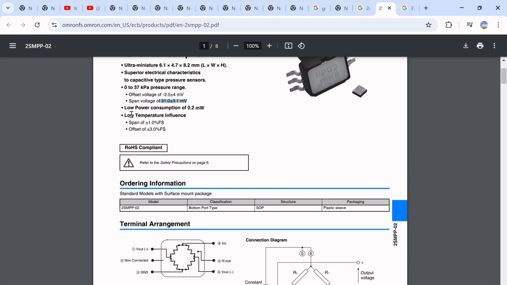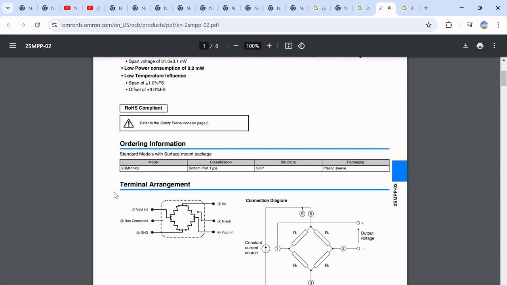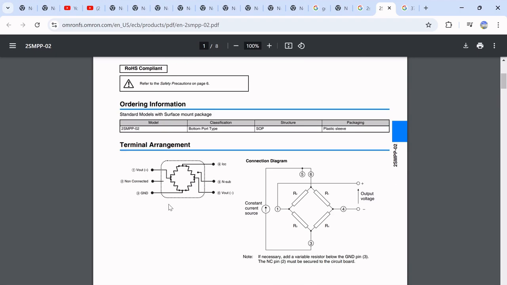So now you can see that power consumption is very low, 0.2 milliwatt. This is the V out. This is the basic terminal arrangement, the pin out of the sensor. And this is the connection diagram where you can see that it has a strain gauge type of arrangement, a Wheatstone bridge kind of arrangement. A very amusing thing here is that it is driven using a constant current source. And we can further see what the value of this current source is.